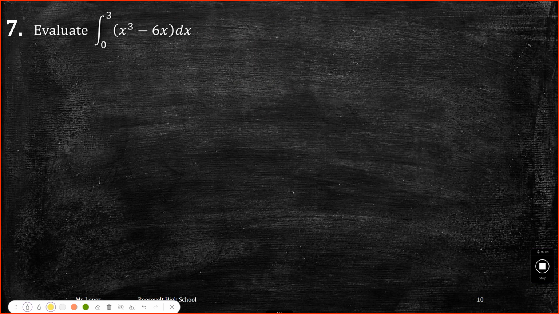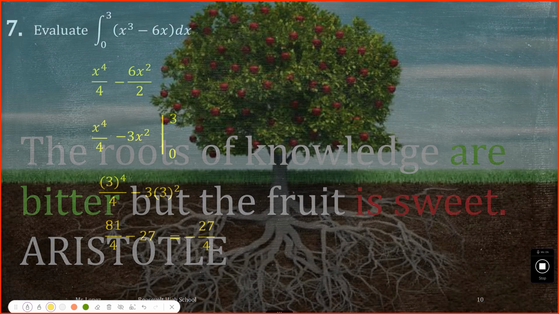Redundant here. I don't know, whatever. x to the 4th over 4 minus 6x squared, whatever. All right. That's it.